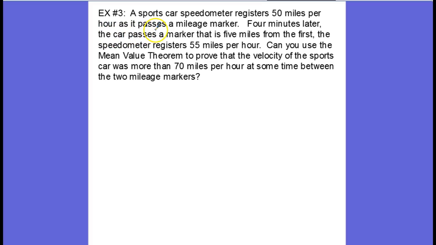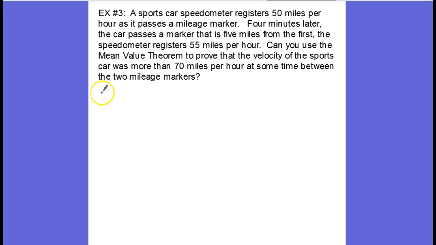In example 3, we are told that a sports car speedometer registers 50 miles per hour as it passes a mileage marker. 4 minutes later, the car passes a marker that is 5 miles from the first. The speedometer registers 55 miles per hour. Can you use the mean value theorem to prove that the velocity of the sports car was more than 70 miles per hour at some time between the two mileage markers?